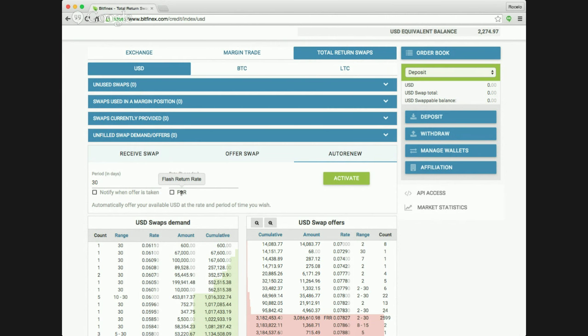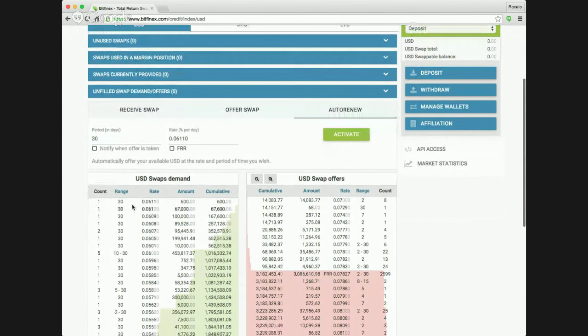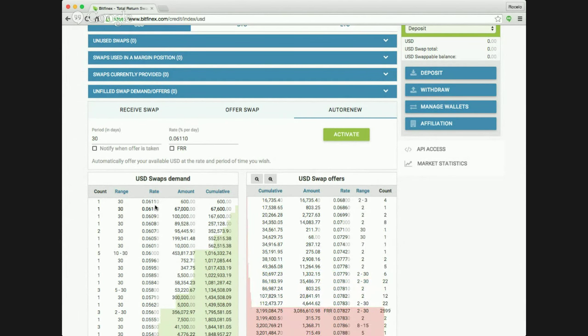Sometimes, for example, I can explain right now, the flash return rate right now is 0.07827. But people are willing to pay 0.0611. So if nobody agrees to take that one, your money is going to be stuck over there, and you're not going to be able to invest it. If no one is taking it, it means your money is stuck there. And now what you need to do is log in again and agree with someone that is willing to pay 0.0611, for example. I will show in the other accounts, it's going to be easy to understand that.